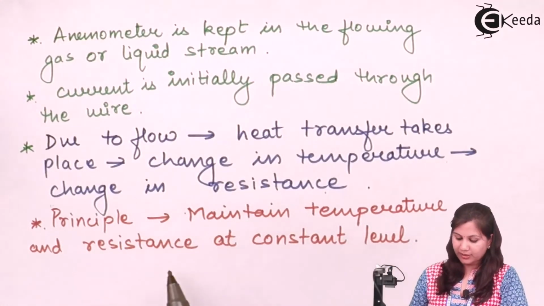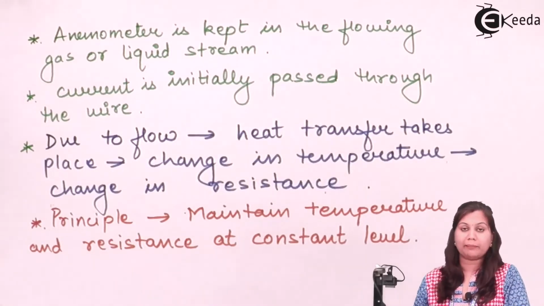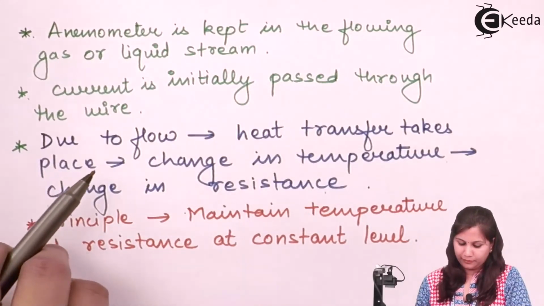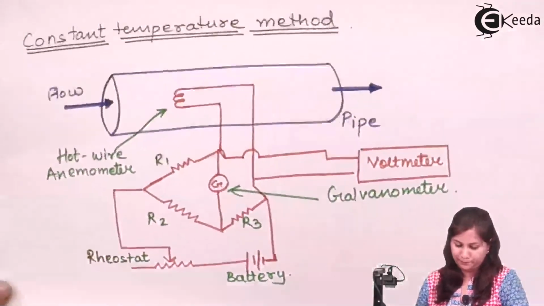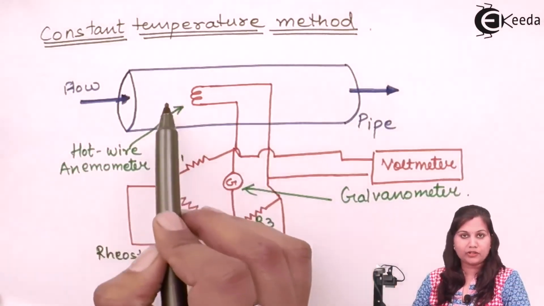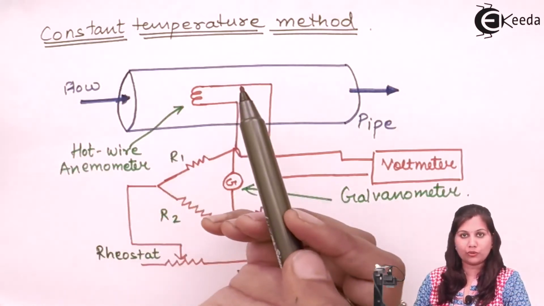So this temperature and resistance are maintained at a constant level by maintaining the current in the bridge circuit. Because due to the fluid flow, the current, the temperature and the resistances are changing, and due to that the current is also changing. So our motive is to keep the current also as constant, and due to the change in the resistance, because temperature is decreasing, resistance is also going to change.